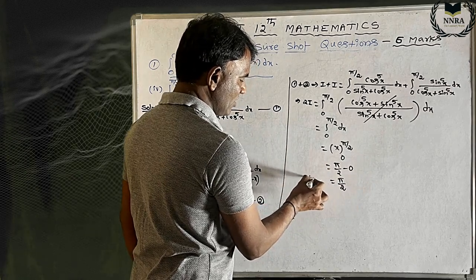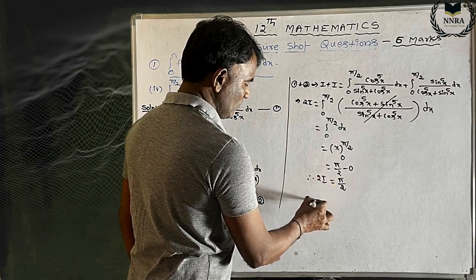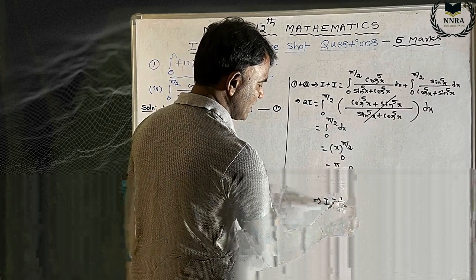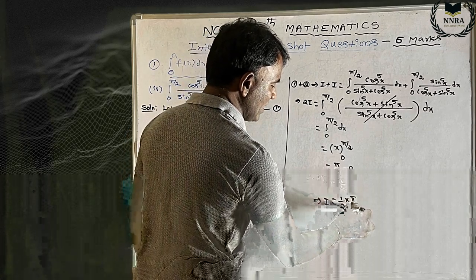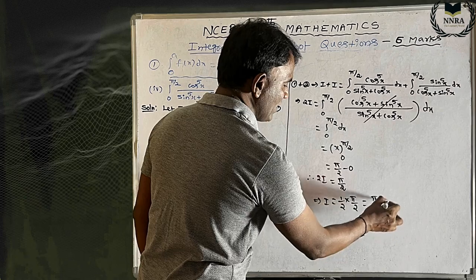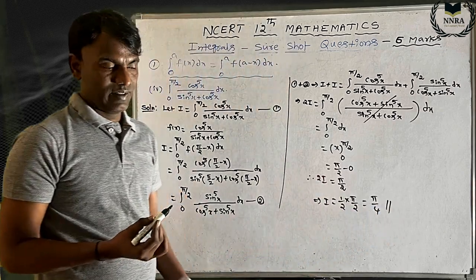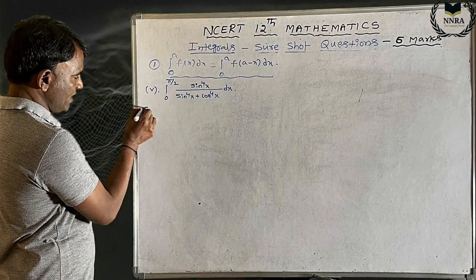So this is the value of 2I. But we want the I value. That can be written as 1 by 2 into pi by 2, equal to pi by 4. That is the final answer. Now this is the fifth question.